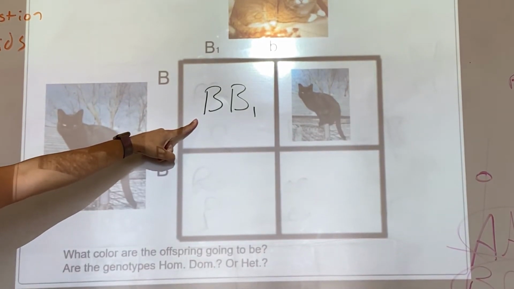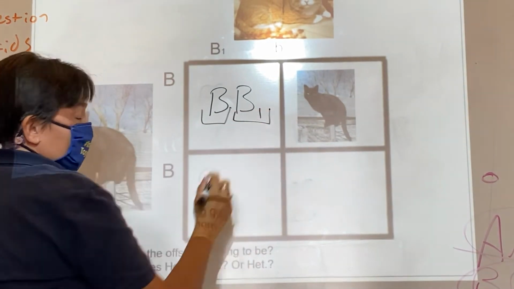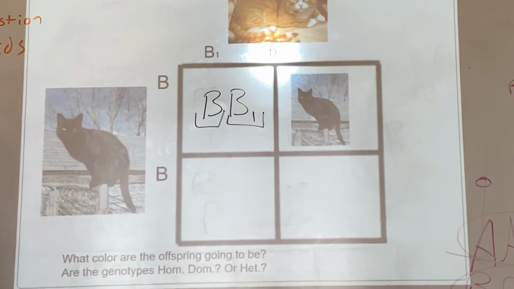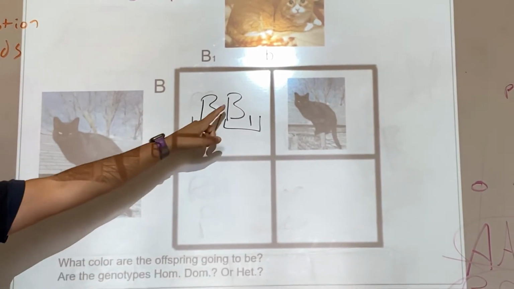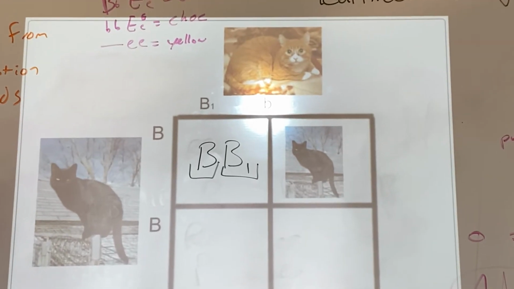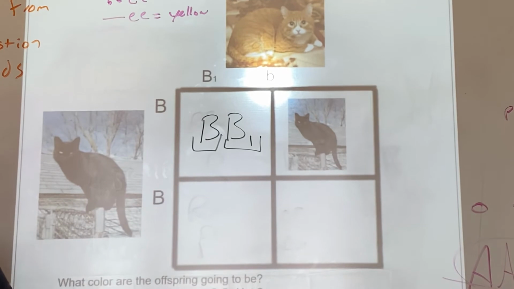Who said it? It's heterozygous because this gene and this gene are different. Okay? It's got a black gene and an orange gene. Those are two different genes. It's still heterozygous, even though they are both dominant. People are going to make that mistake on the test.